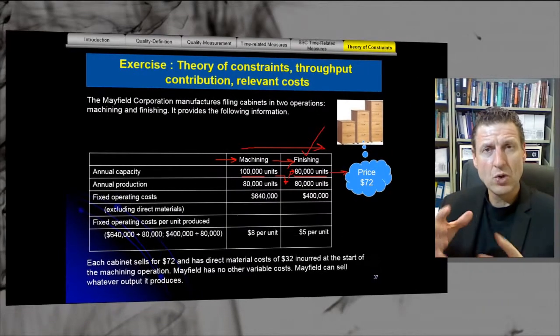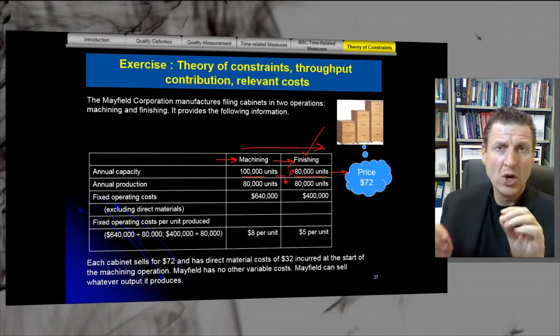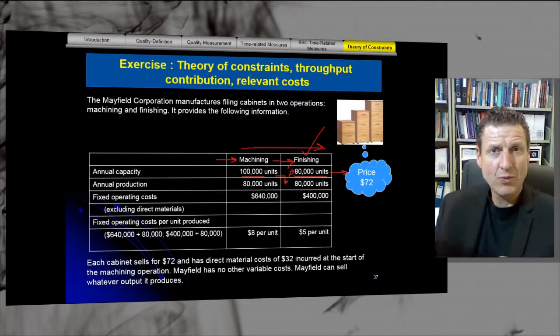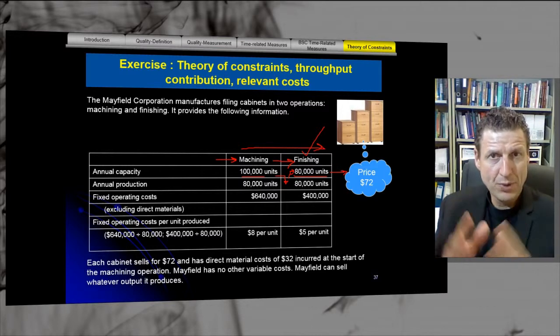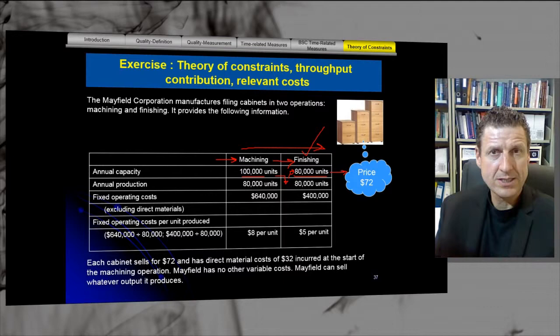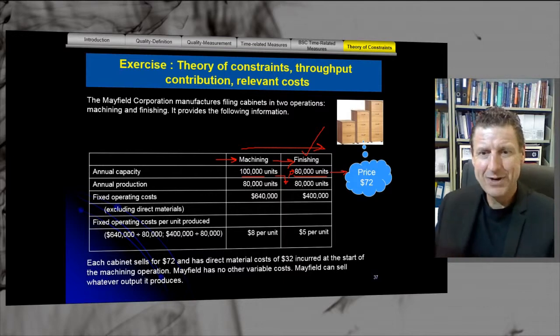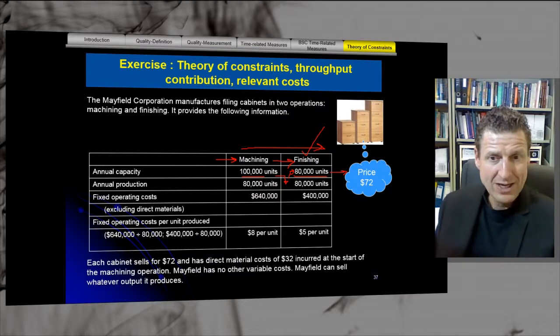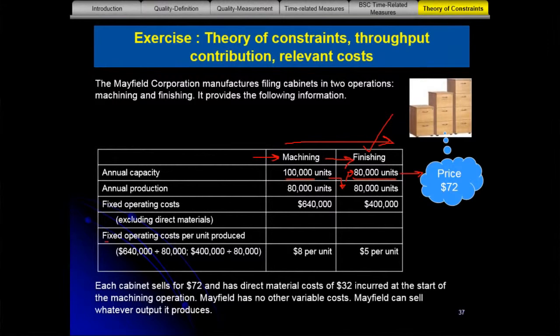And so we want to look at different strategies or different solutions that we may point the finger at for trying to solve this bottleneck. Let's have a look at some more information. We have the fixed operating cost per unit produced of $8 per unit for machining, $5 per unit for finishing, but they are not relevant costs. What is relevant is the direct material costs of $32, and that's incurred at the start of the machining operation.